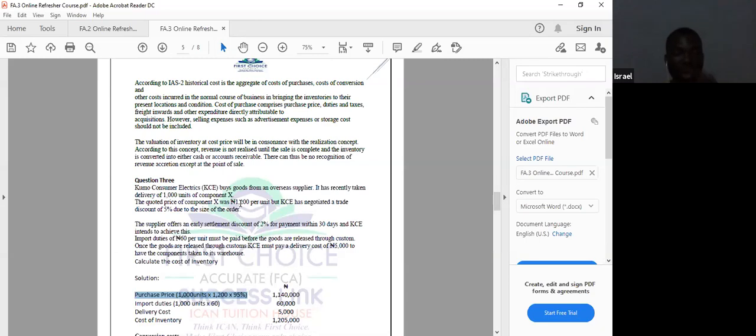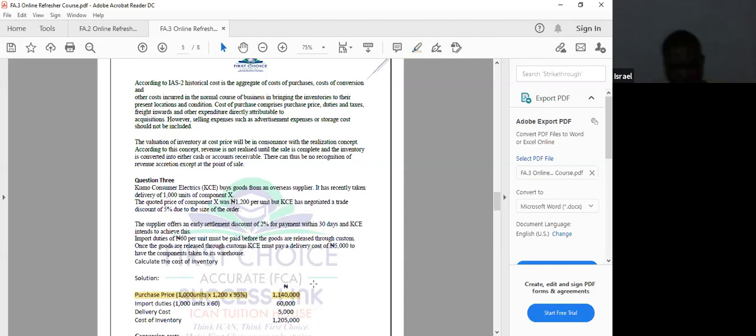100% minus 5% will give us 95%. And that is why we are multiplying this by 95%. And if we do the computation, it should give you 1,140,000.